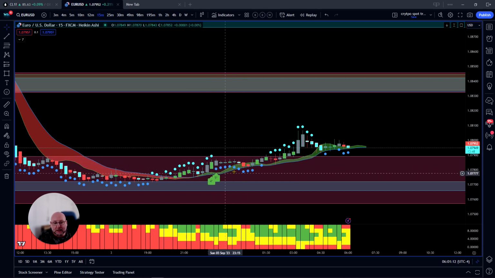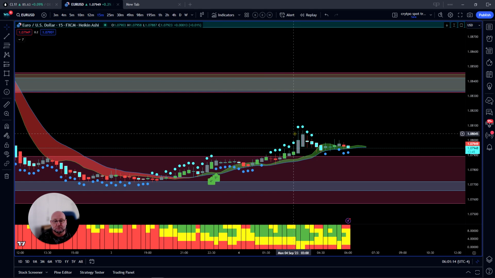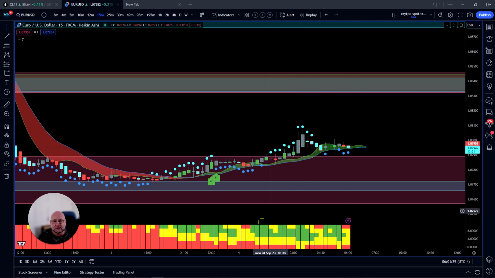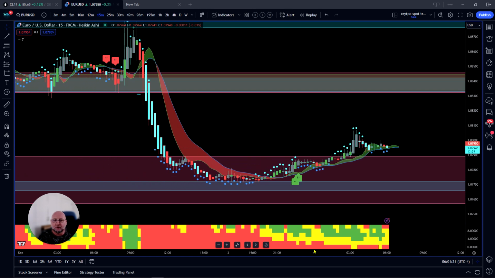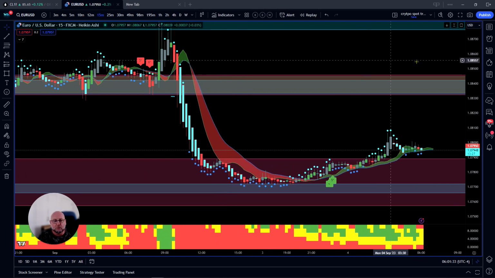So again, we get that nice move up there on this 15-minute. Longer term, 15-minute on a Forex pair, you'll probably look to swing over Monday to Tuesday, maybe even Wednesday if the move continues. Right now, it's probably just above break even. But I want to go back to that Friday trade where we had data.